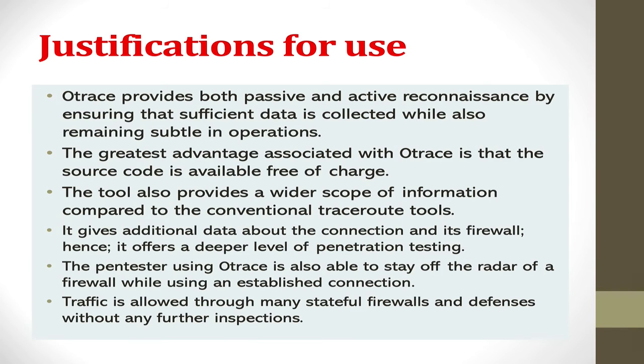Second half of this presentation. Justifications for use. Otrace provides both passive and active reconnaissance by ensuring that sufficient data is collected while also remaining subtle in operations. The greatest advantage associated with Otrace is that the source code is available free of charge. The tool also provides a wider scope of information compared to conventional traceroute tools. It gives additional data about the connection and its firewall, hence it offers a deeper level of penetration testing. The pen tester using Otrace is also able to stay off the radar of a firewall while using an established connection. Traffic is allowed through many stateful firewalls and defenses without any further inspection.